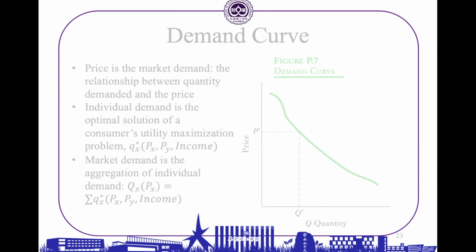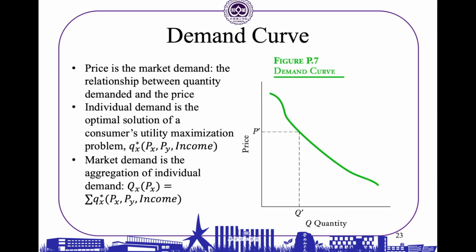The price is the market demand. It represents the relationship between the quantity consumed and the price that consumers want to pay, or willingness to pay. Unlike the cost function, it's the value function of the firm's cost minimization problem. The individual demand is the optimal solution of consumers' utility maximization problem.